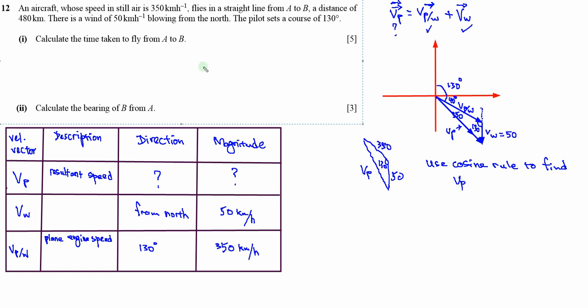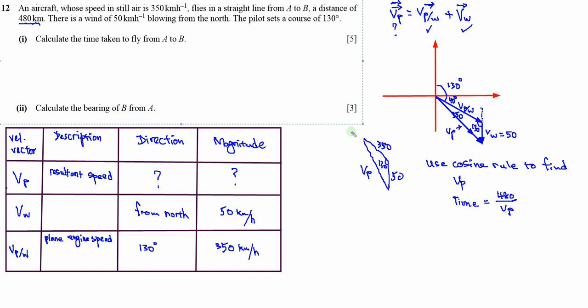Now let's look at here. The distance is given as 480. So once you use the cosine rule and you manage to find VP, then the time is equal to the distance, which is 480, divided by VP.